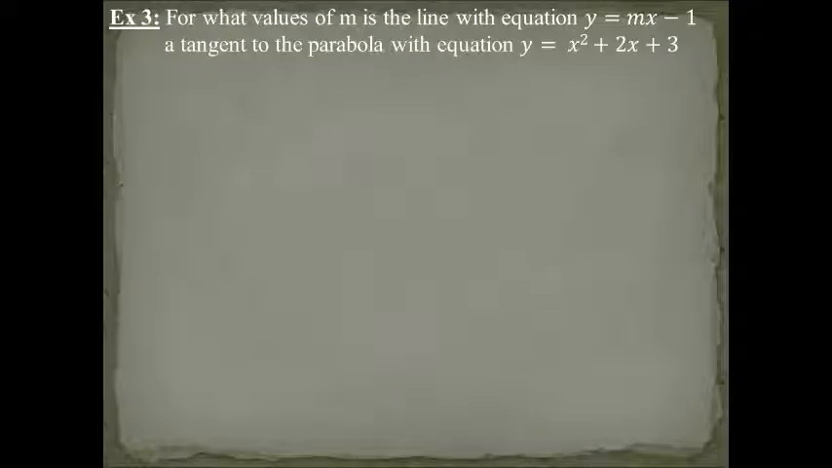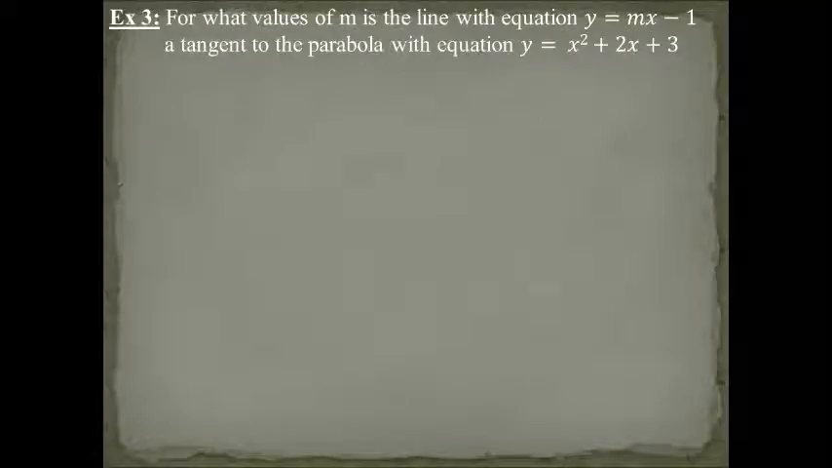Example 3. As you know from previous videos, I like to give different examples, to test different skills. So feel free to have a go at this one, but pay attention this time. You're not being asked to prove if it cuts 2, 1, or no places. You're actually being asked to find what value of m will give a tangent to the parabola. So, for what values of m is the line with equation y equals mx minus 1 a tangent to the parabola with equation y equals x squared plus 2x plus 3?